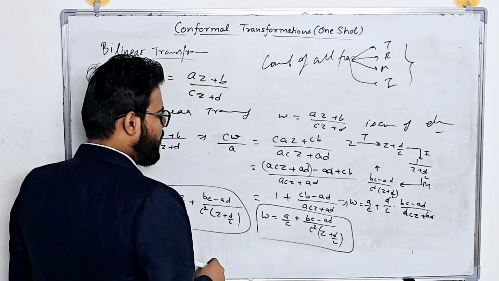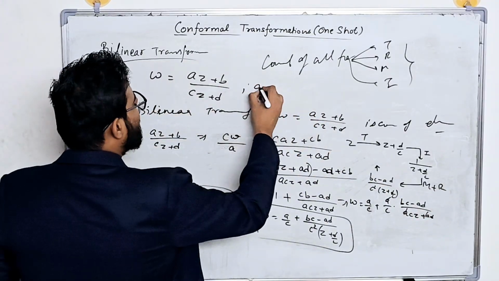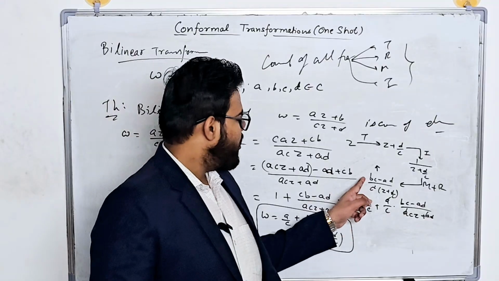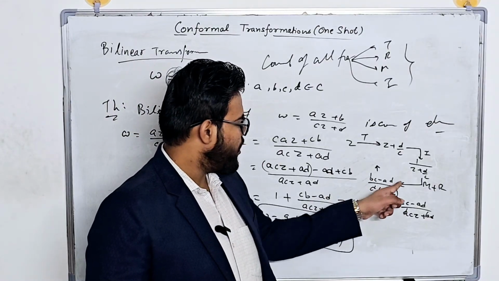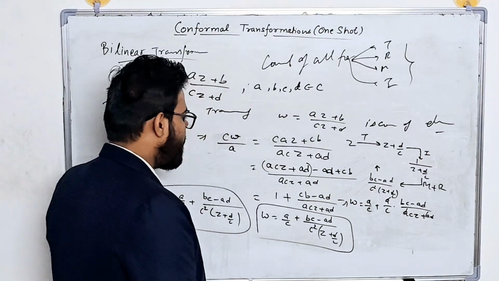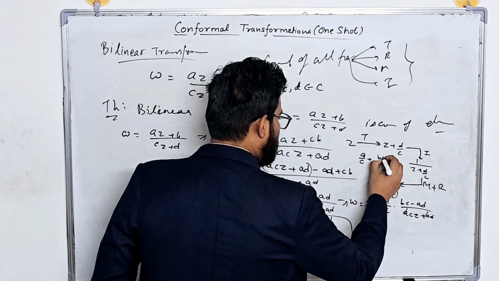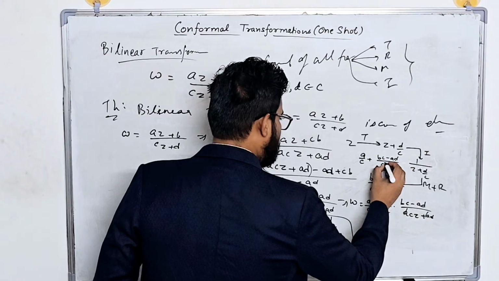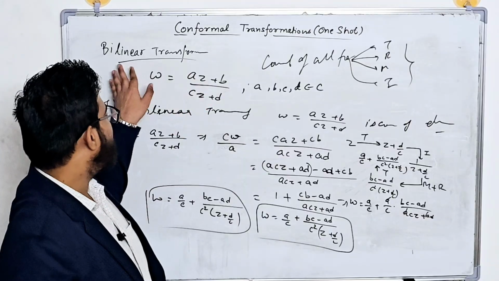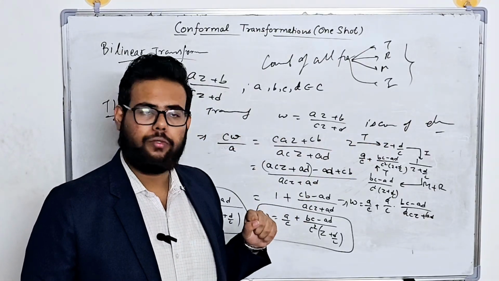It is of course magnification plus rotation, because I forgot to tell you that a, b, c, d belong to complex numbers. Since this is a complex number, it has both magnification and rotation. And then we can again take translation. So you have a by c plus (bc minus ad) divided by c square times (z plus d by c). Hence the bilinear transformation is composed of elementary transformations, hence proved.